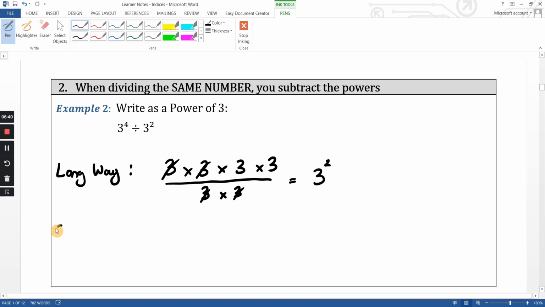The quick way, which you guys will be doing though, is you subtract the powers. So obviously 3 to the power 4 take away 2, showing the step in between. And obviously your answer is going to be 3 squared. So that's the quick way of doing it.